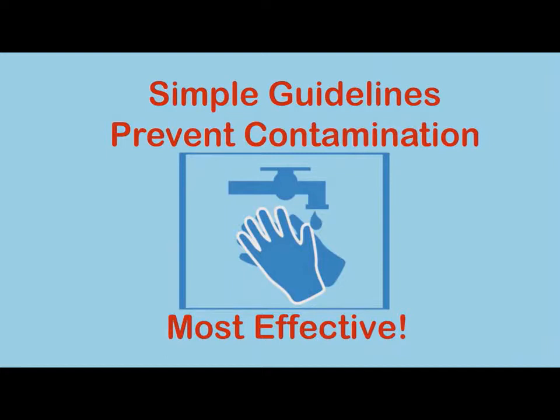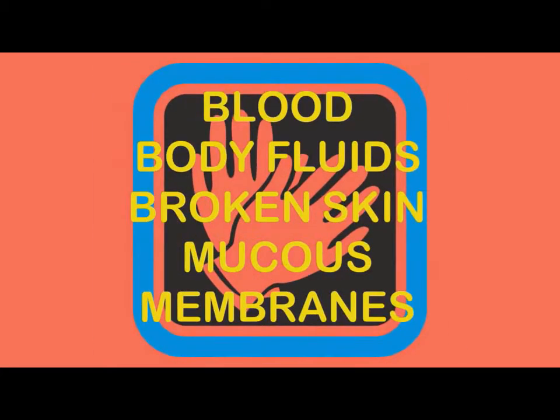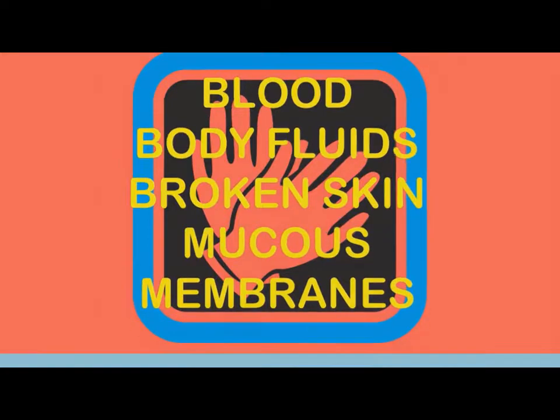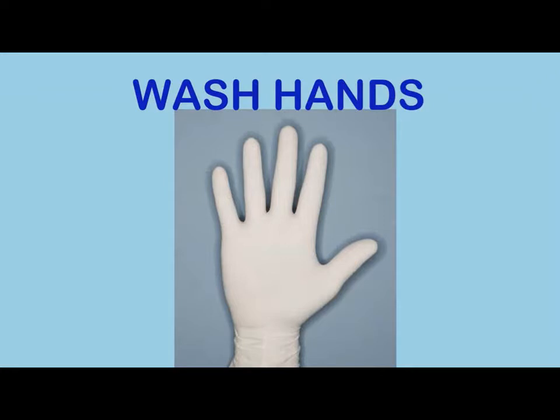You don't know if someone with a contagious disease has touched a surface, so good hand washing is the first and most effective method to prevent spreading infections. Always treat blood, body fluids, broken skin, and mucous membranes as if they were infected, and use proper gloves before cleaning anything that may have been exposed.